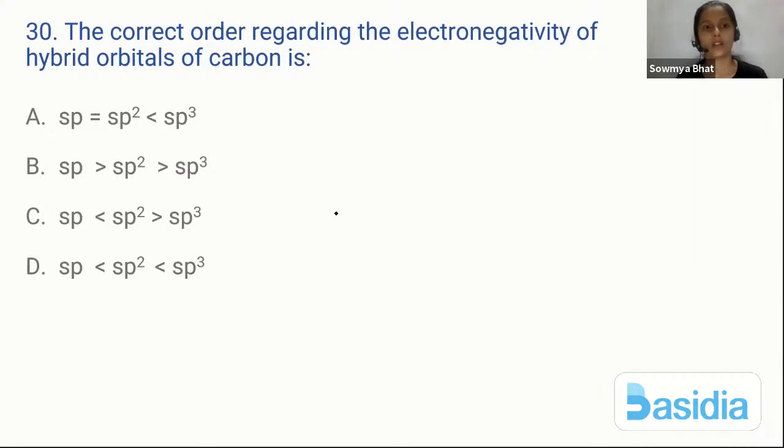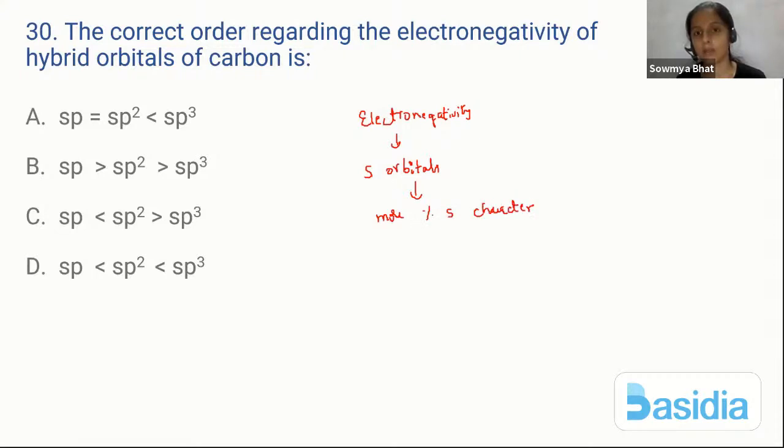The correct order regarding the electronegativity of hybrid orbitals of carbon. So whenever you say electronegativity, we know that among s orbitals, p orbitals, d orbitals, f orbitals, s orbitals are closer to the nucleus. They have more attraction over the electrons. The electrons present in the s orbital experience more attraction. So the more the percentage s character in any orbital, the more will be its electronegativity. I'm just writing EN. Hope you understand that.